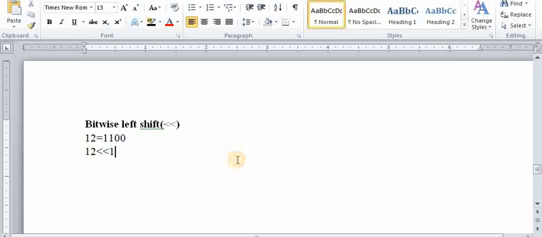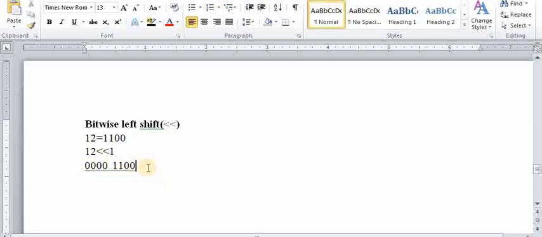So what will be the result? Let's see. You have to shift only one digit. To understand this, first of all convert it into 8-bit representation. Now start from this side. This one will be shifted to the left here, this one will be shifted to this, and this 0 will be shifted to this. So all the digits will be shifted to the left side one by one. Now what will be the result?